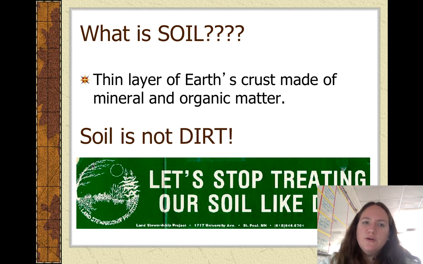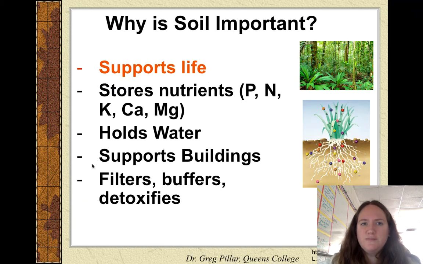So what is soil? Basically, we're talking about the thin layer of Earth's crust. It's made of minerals. It's made of organic material, leaf litter, all that sort of stuff. It's very important that we don't call soil dirt because it is not the same thing. Dirt is kind of like what's under your fingernails, what you might clean up in your house in the vacuum cleaner. Soil is what we grow our crops in. So it's very, very important that we don't treat it like dirt.